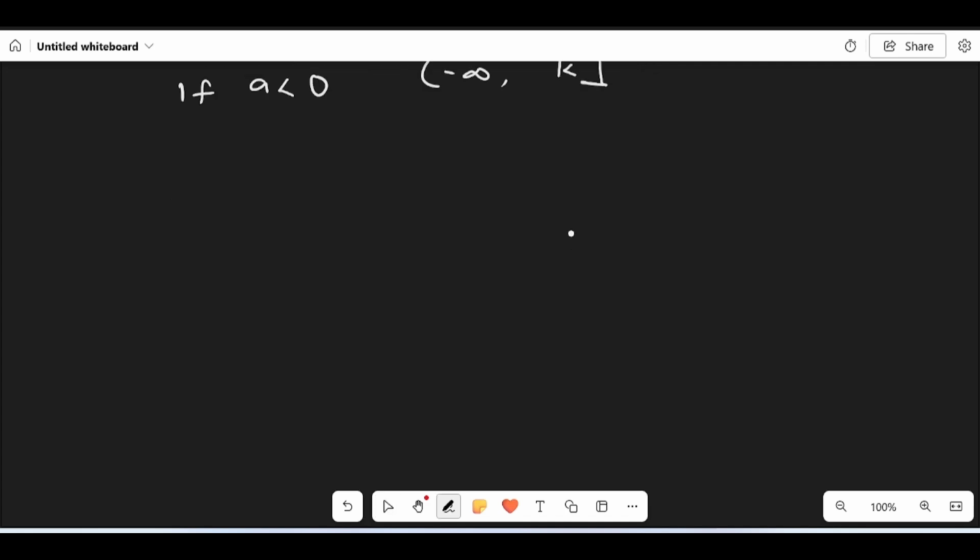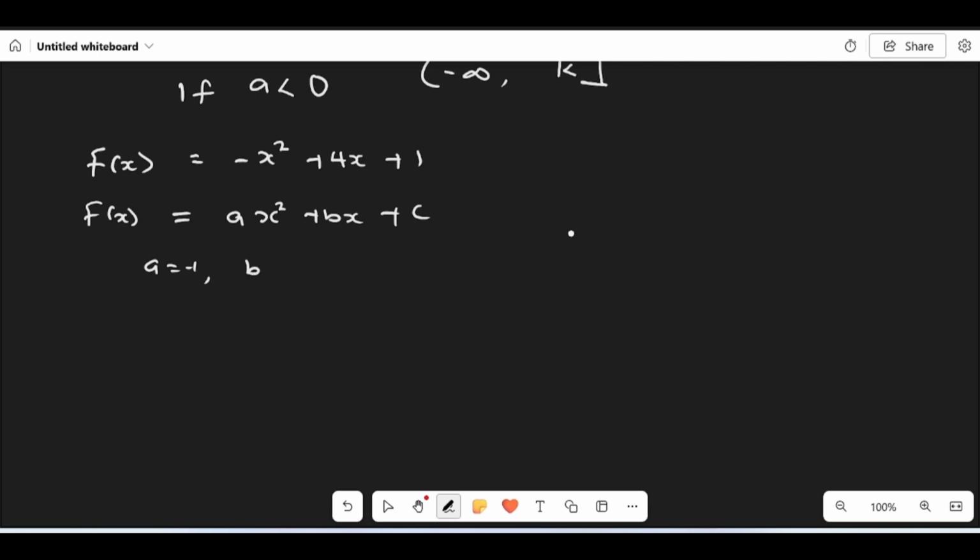Let us consider this example. f(x) equal to minus x squared plus 4x plus 1. The standard form of a quadratic function is f(x) equal to ax squared plus bx plus c. If we compare these two equations together, you see that our a is minus 1, our b is 4, and our c is 1.